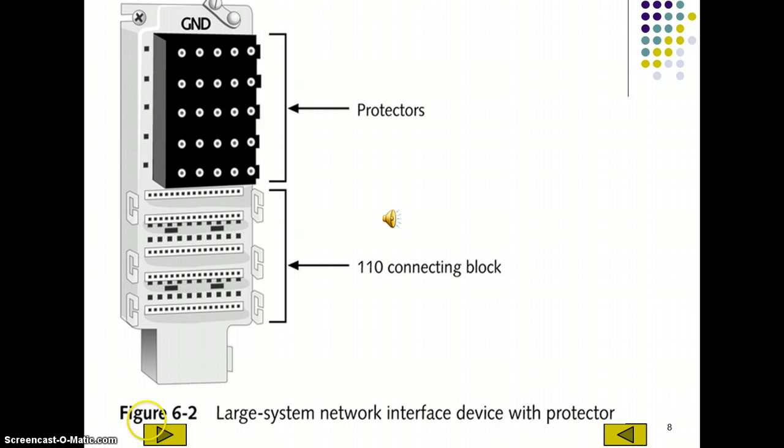The image on the screen shows a NID that has 2 major components, one being the connecting blocks, the terminations themselves. The other one is the protector. What do the protectors do? Hopefully you have some idea at this point. We're protecting against some kind of energy spike. We're doing surge suppression from typically a large voltage spike coming into the system. Lightning hit our telecommunications outside plant cabling. This helps dissipate that energy.